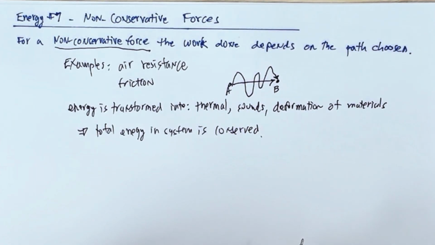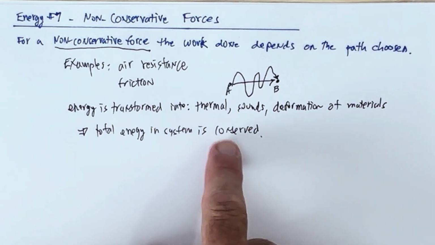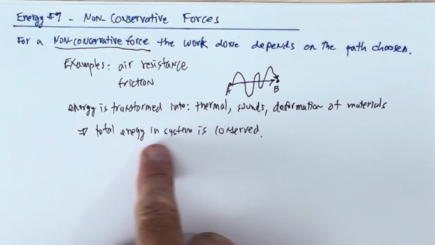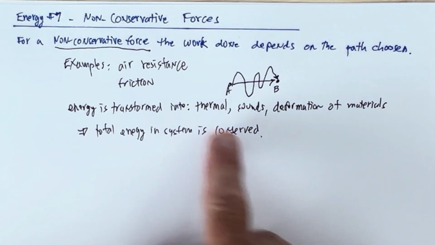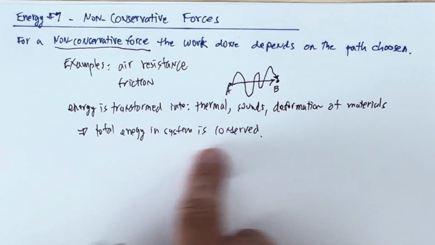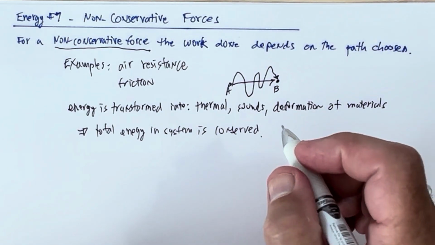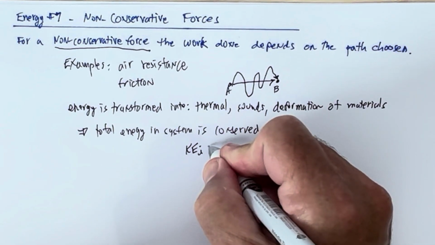We always know that. This is where the words conservative and conserve get confusing, but total energy in a system, that's one of the laws of nature. Energy is conserved. But in this case, the words non-conservative and conservative are a little confusing. So that's always conserved.